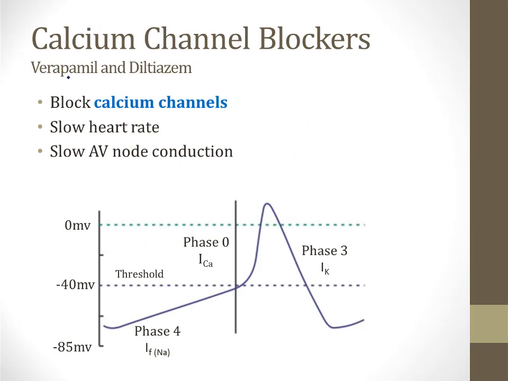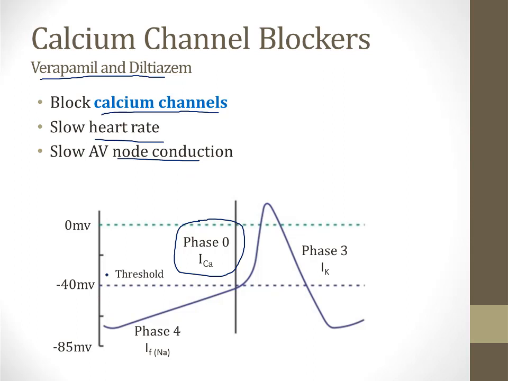Class 4 antiarrhythmics are the calcium channel blockers. There are two calcium channel blockers that primarily exert their effects on the heart. Those are verapamil and diltiazem. They both block calcium channels in the SA node and AV node. Recall that calcium channels are important for phase 0 of the pacemaker action potential. So when you block those channels, you can slow the heart rate and slow AV conduction.